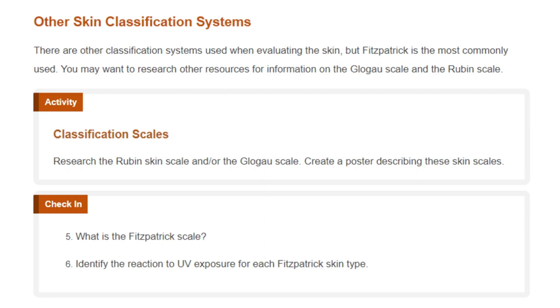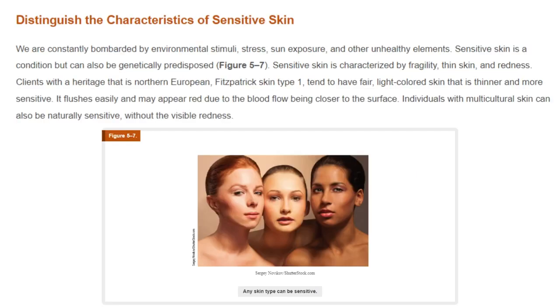Check in. What is the Fitzpatrick scale? Identify the reaction to UV exposure for each Fitzpatrick skin type. Distinguish the characteristics of sensitive skin.